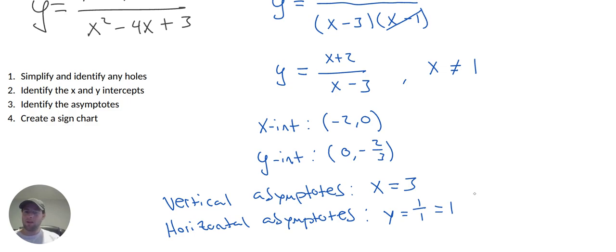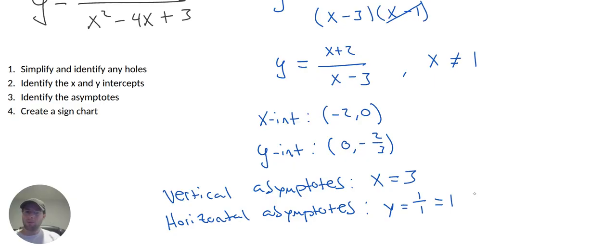Alright, and then, slant asymptotes will occur if the degree of the numerator is exactly 1 more than the degree of the denominator. But for this example here, the degrees of the numerator and denominator are the same, so we're not going to have any slant asymptotes. So we finished up with step number 3.